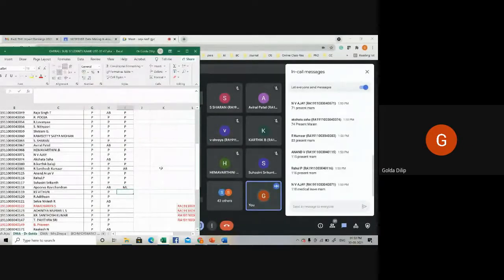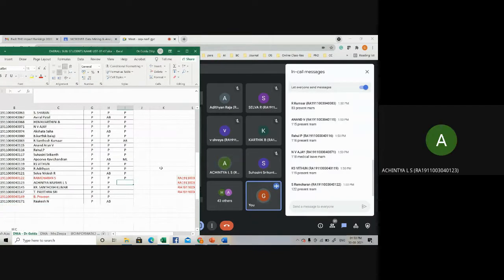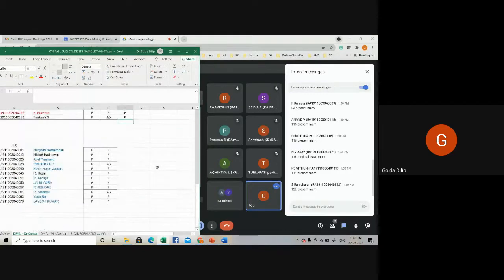Okay. Vitun. Chat box, ma'am. Okay. Adityan. Present, ma'am. Selva Niklesh. Present, ma'am. Ramcharan. Chat box, ma'am. Noted. Achinta Murari. Present, ma'am. Santosh Kumar. Present, ma'am. Pavitra Shri. Yes, ma'am. Praveen. Present, ma'am. Rakesh. Present, ma'am. Nityashri Narasimhan. Present, ma'am. Nishok Kadriven. Present, ma'am. Abel Prashant. Abel, okay, noted. Preetika, noted. Kevin Kurian Joseph. Present, ma'am.